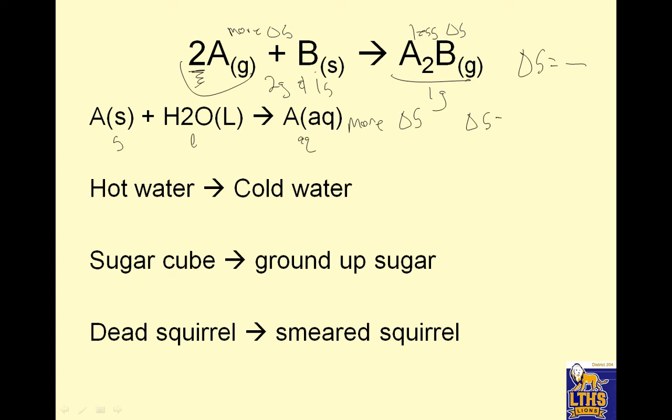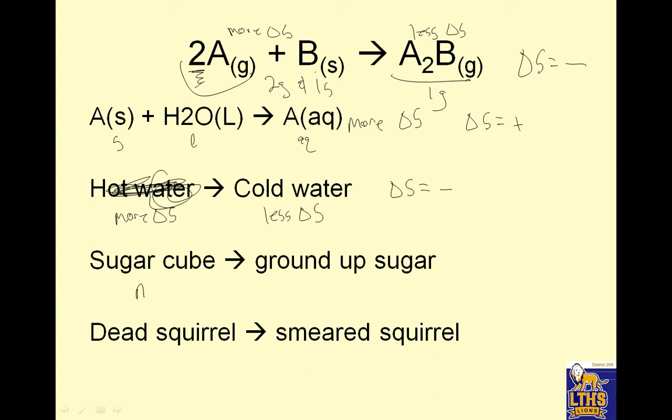So delta S is positive. Hot water, cold water. This would be more delta S. Remember, because it's moving around faster, scramble, scramble, shuffle, shuffle, shuffle. Cold water is slower. Less delta S. So that means delta S went down. If it goes down, it's negative.